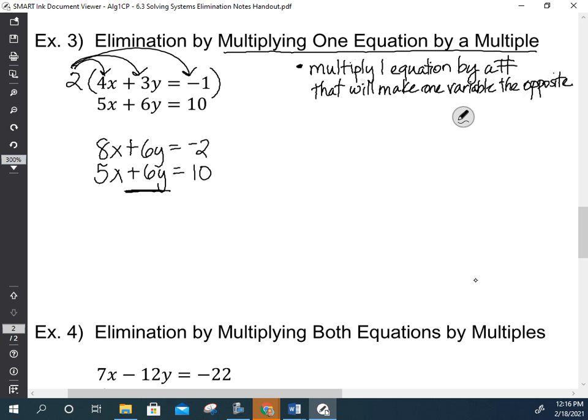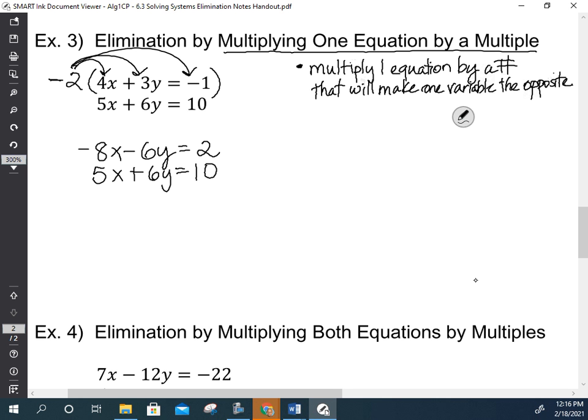No. So that means instead of multiplying times +2, you need to multiply times -2. It's okay to multiply by a negative number. -2 times 4 is -8. -2 times 3 is -6. -2 times -1 is 2. It is perfectly okay to multiply times a negative number.